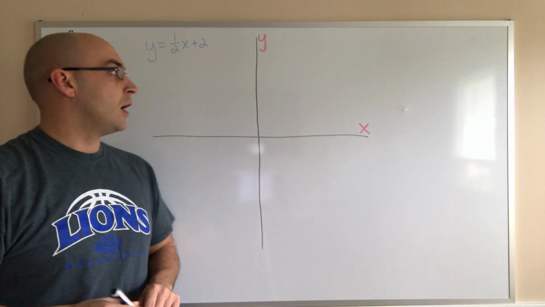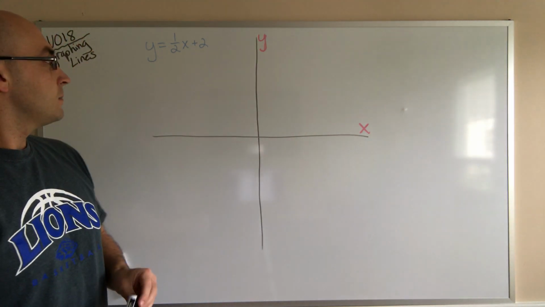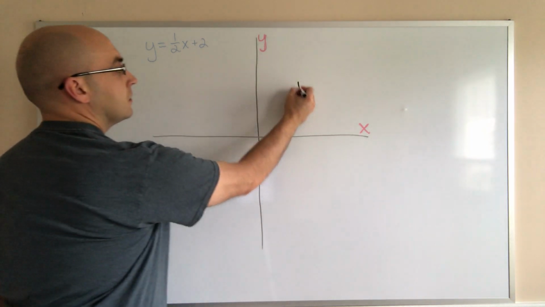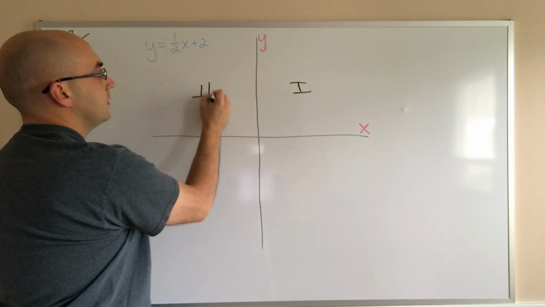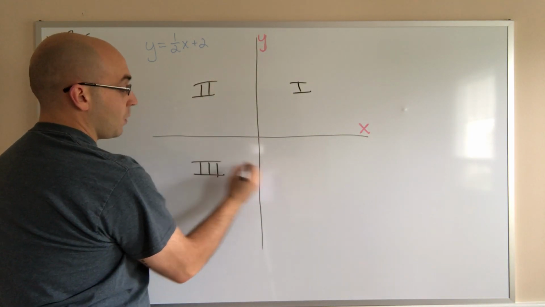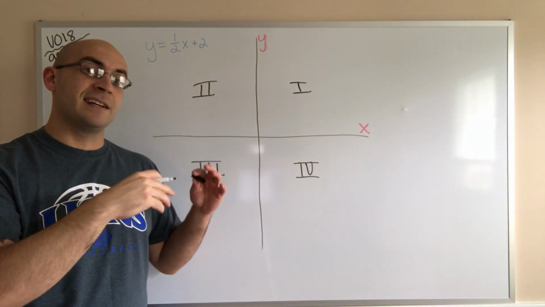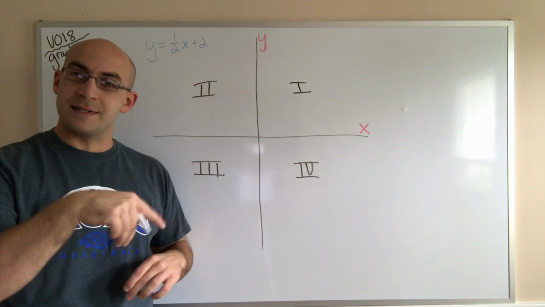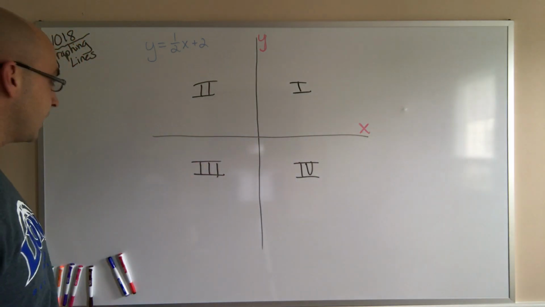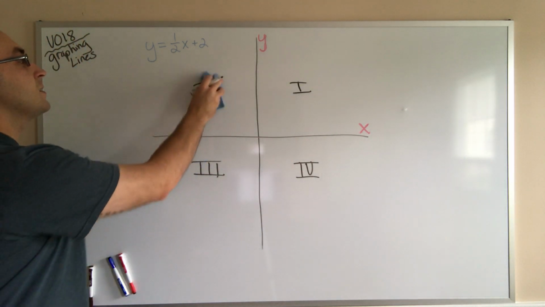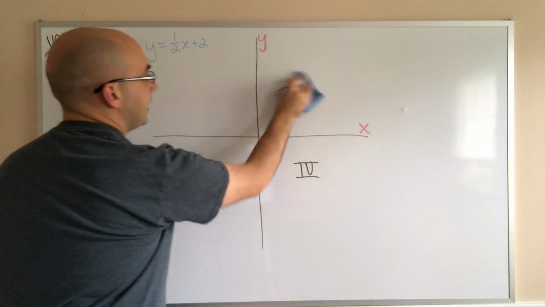So here's my coordinate plane, and a lot of you already understand that the coordinate system has quadrants, right? So 1, 2, 3, and 4. We'll get into why it's counterclockwise instead of clockwise later on, but that's not really super important right now. What is important is that you remember how to graph a line.